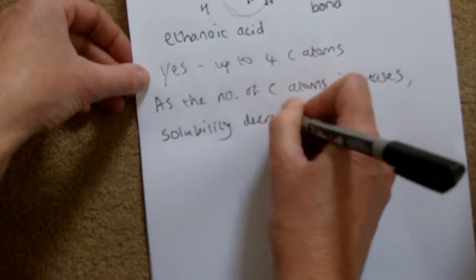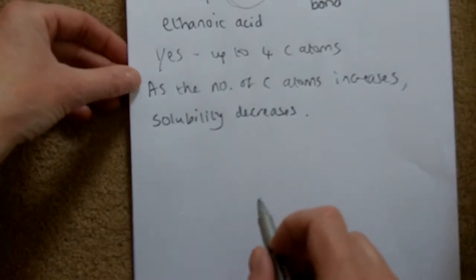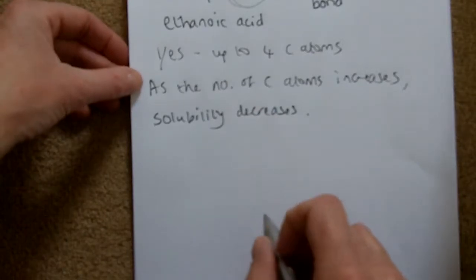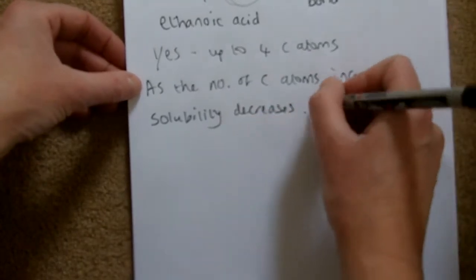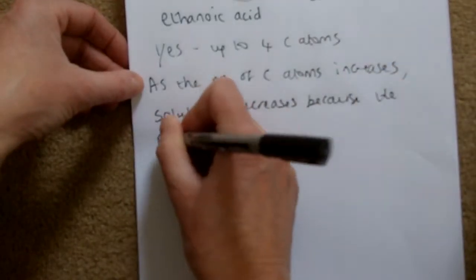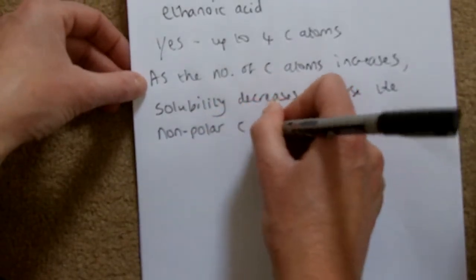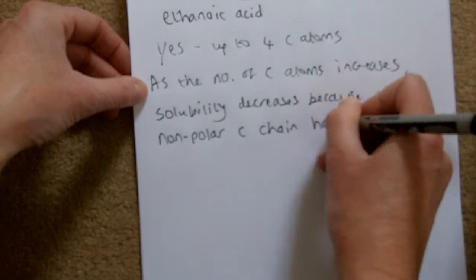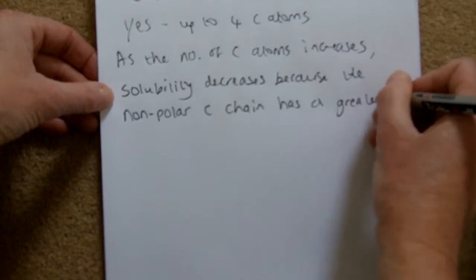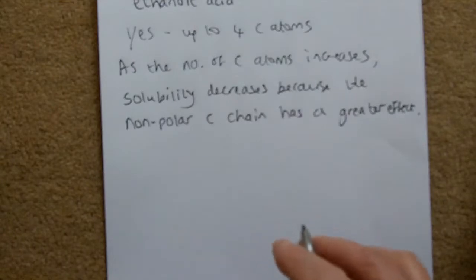The solubility decreases. And this is because the carbon chain is non-polar. The longer the chain, remember a carbon chain is non-polar, the non-polar carbon chain has a greater effect. So small carboxylic acids are soluble, but larger ones are not.